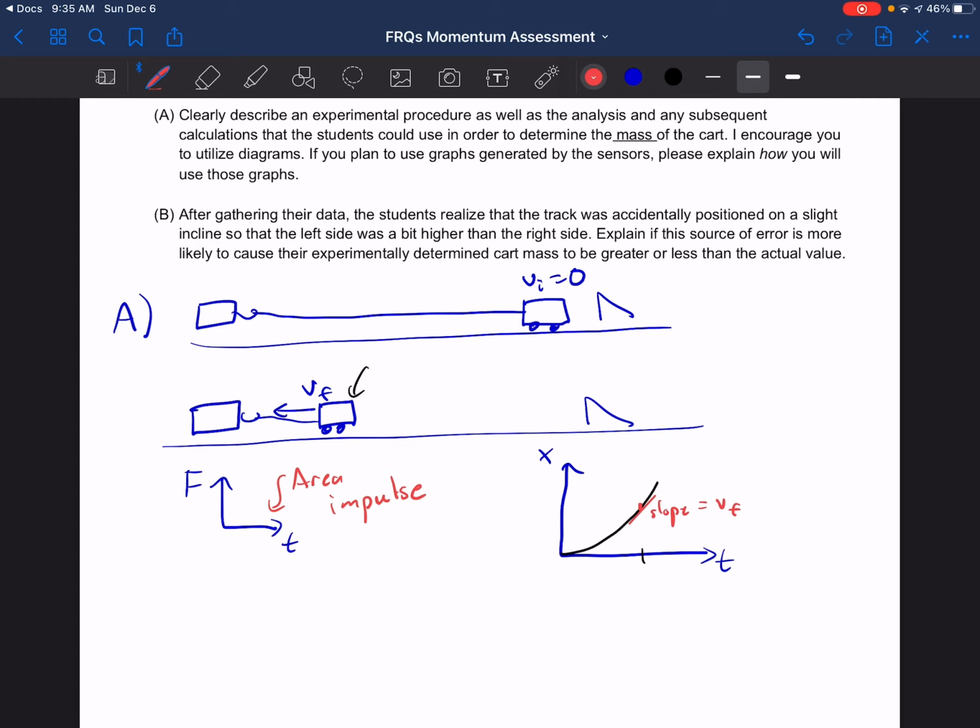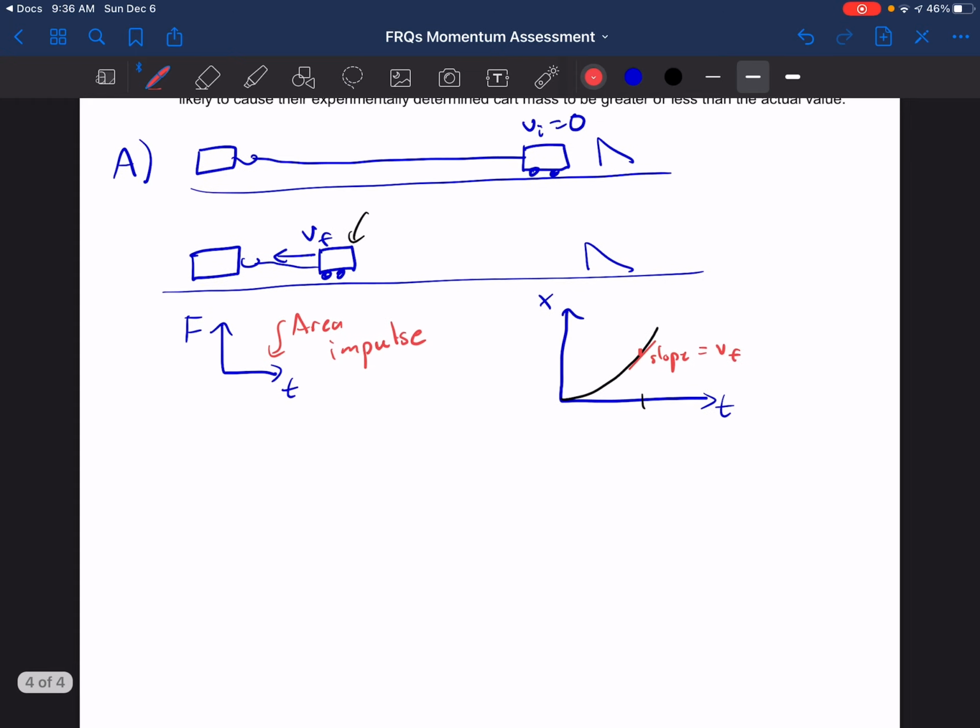And then you would basically just need to take this equation and take the impulse, right? So the area of that graph, and set that equal to m times delta v. And delta v will be the final velocity that you get using the motion detector data minus the initial velocity. The way I set it up, that would be 0. And then you could solve for m. So that's basically it for A, right?